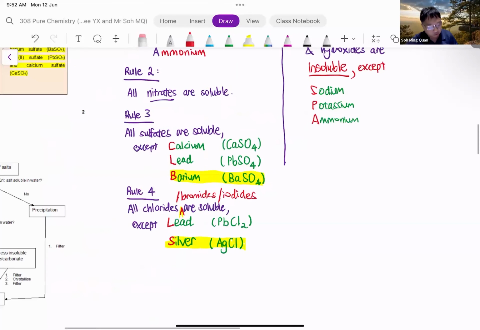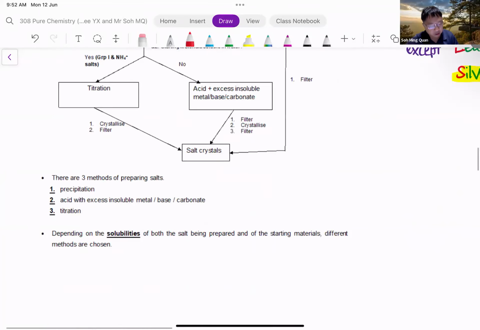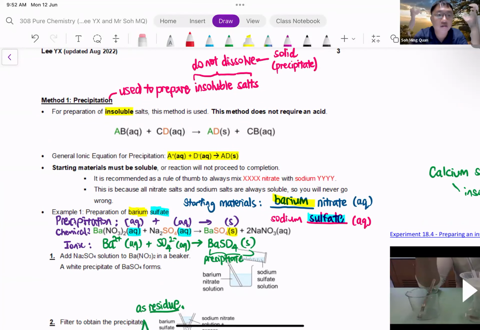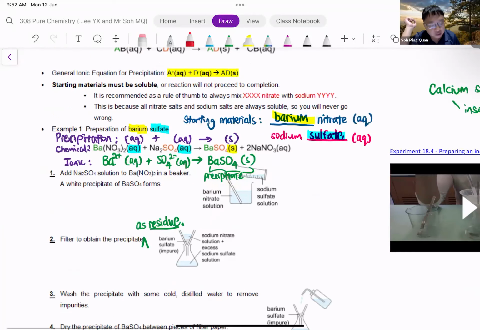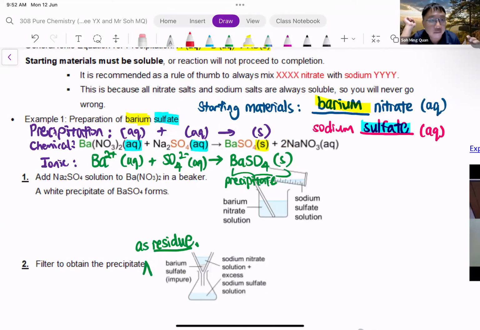So let's go on to the 3 methods now. The first method is precipitation. Now, precipitation is used to prepare the insoluble salts. So you need to remember which ones are insoluble. So let's say if I wanted to make an insoluble salt, I will use precipitation. What does precipitation make use of? Precipitation makes use of 2 aqueous starting materials.